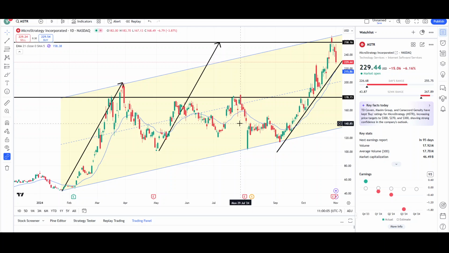With the ticker symbol MSTR. I will first be going over what I see on the daily chart and finish the video off with the weekly chart. This video is for entertainment purposes only. Please trade at your own risk.